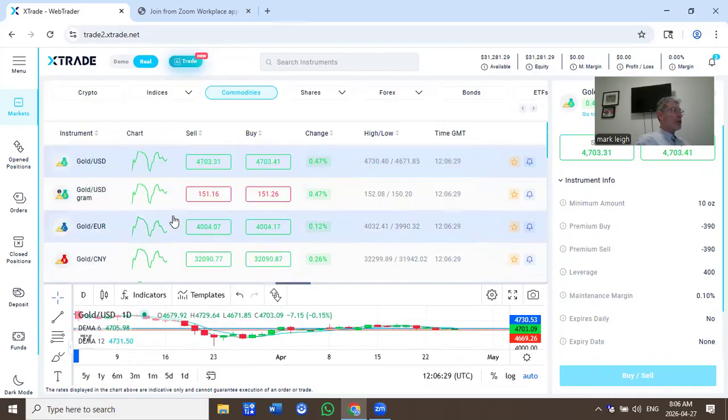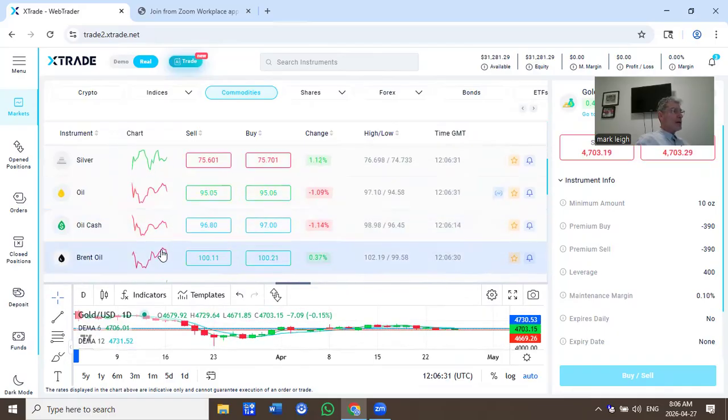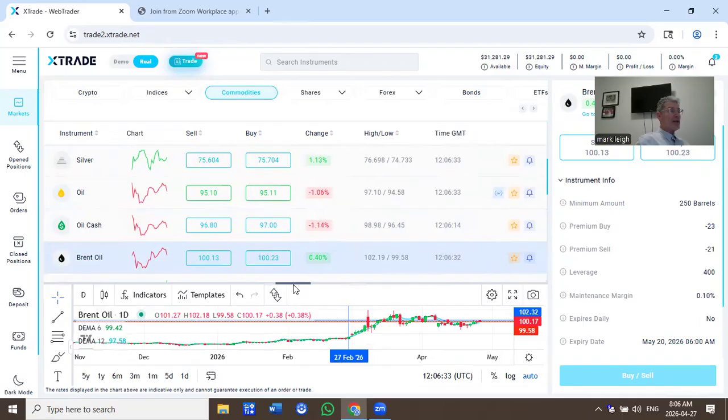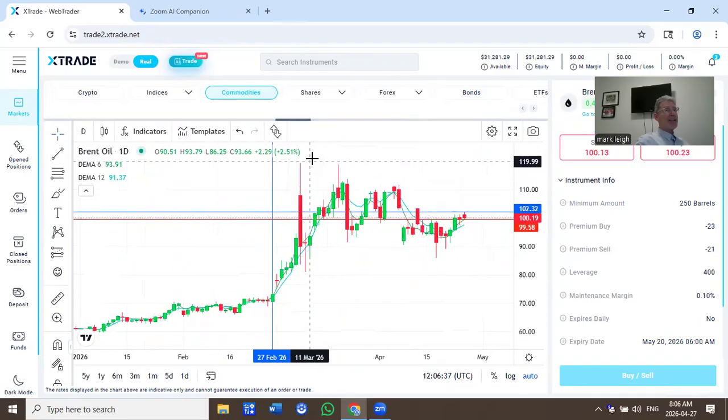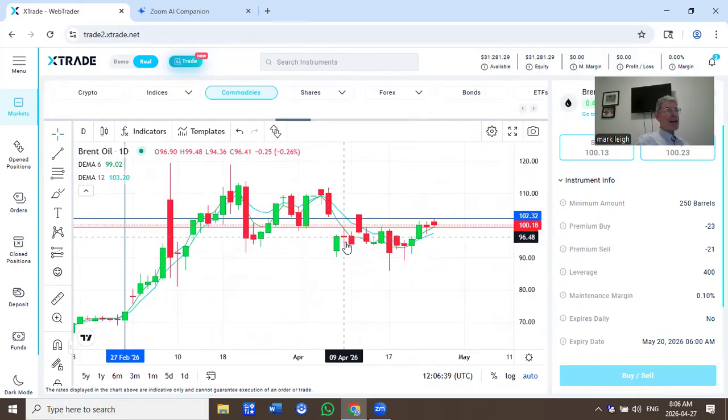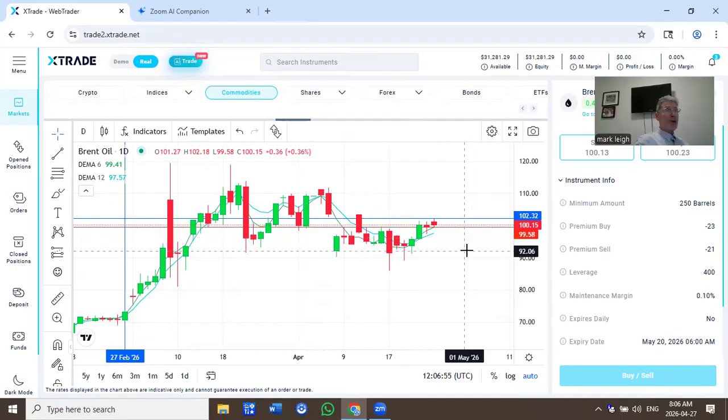Let's have a look at Brent oil. Sitting at that 100 level, which has kind of become a pivot dividing line for now. And as we see talks, negotiations, and any hope of a peace settlement not looking good in the Middle East conflict, we're seeing prices back up to that 100 level. I've got resistance at 102.32. I've got support at 99.58.